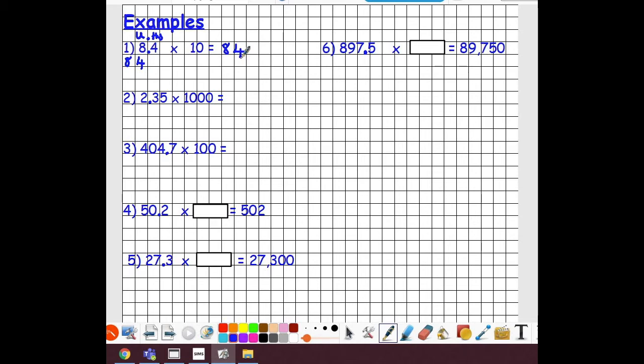Next, 2.35 times by 1000. So if we were multiplying 2.35 by 1000, our 2 is going to move 3 places to the left. So it's going to go 1, 2, 3. So it's going to end up there. Our 3 is going to follow suit. So it's going to go 1, 2, 3. 5 is going to follow suit. 1, 2, 3. And then our decimal point is fixed in that position. Therefore, we've got a gap here which we need to fill with a 0. So it's 2,350.